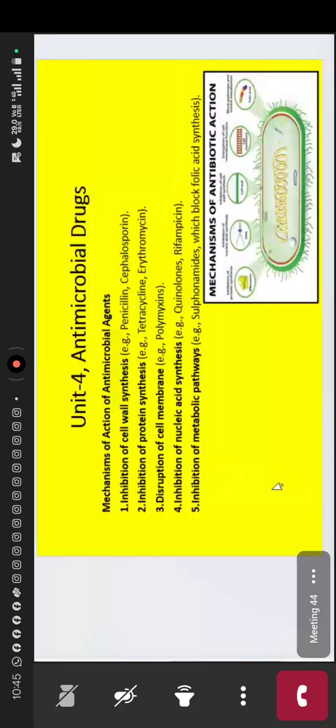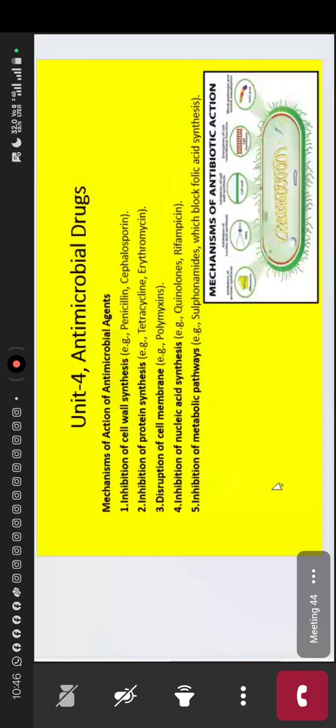To inhibit cell wall synthesis, we have penicillin, cephalosporin. To inhibit protein synthesis, we have tetracycline, erythromycin. To inhibit cell membrane synthesis, we have polymyxin. To inhibit nucleic acid synthesis, we have quinolones, rifampicin. To inhibit metabolic pathways, we have sulfonamides, which block folic acid synthesis.